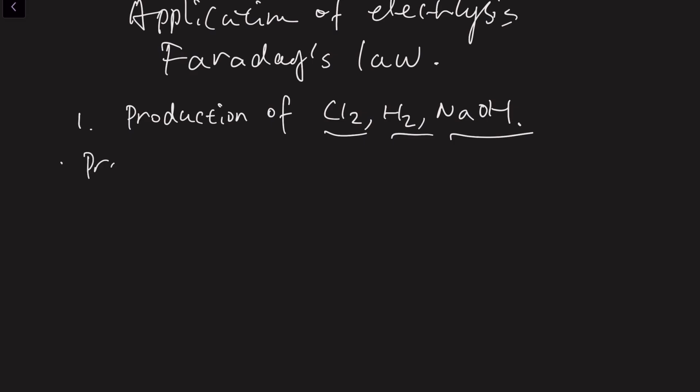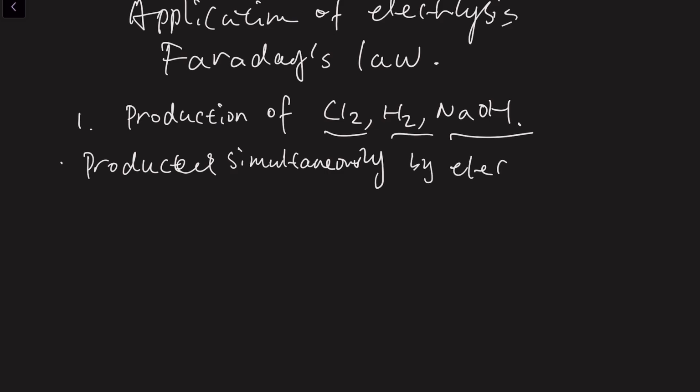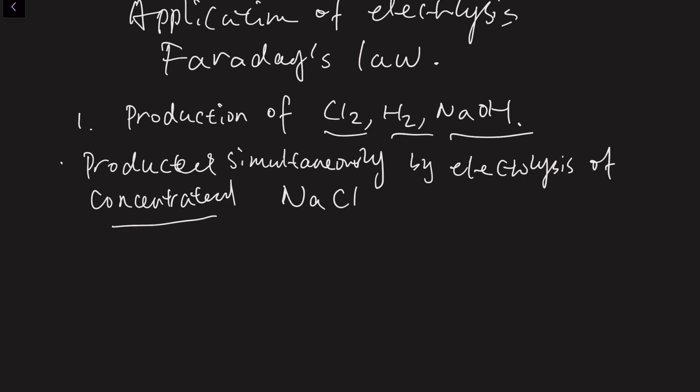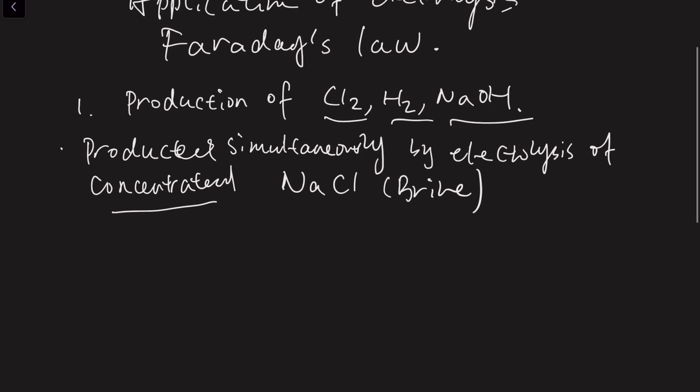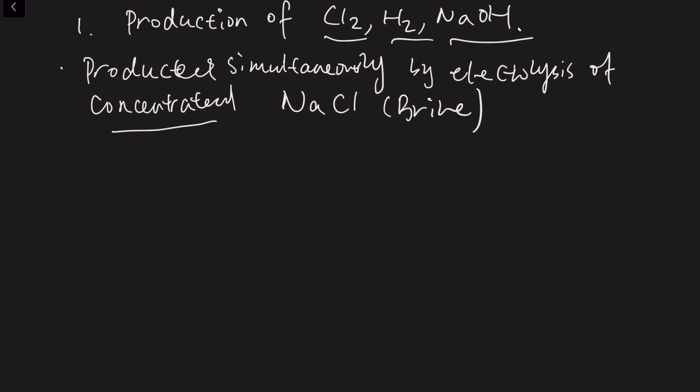So a very nice thing is they can be produced simultaneously by electrolysis of concentrated sodium chloride, which is called brine. So whenever you see the term concentrated, you should immediately know that the concentration is much greater than 1 molar.